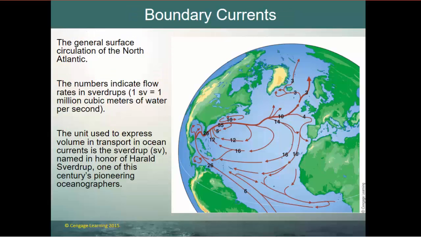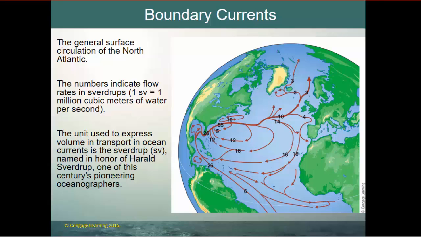The general surface circulation of the North Atlantic. So the numbers indicate the flow rates, and this very odd Swedish word, sverdrups. So one sverdrup equals 1 million cubic meters of water per second. And you can see that the Gulf Stream is 26 to 55 million cubic meters of water per second.